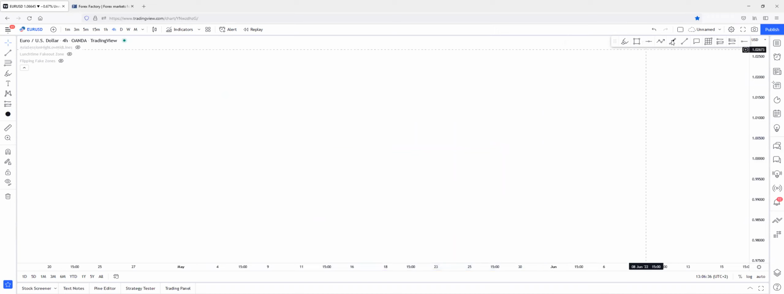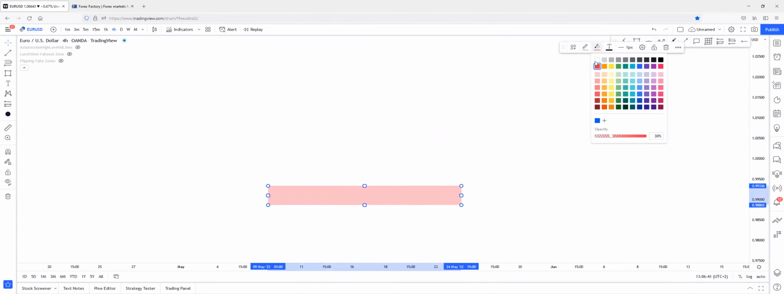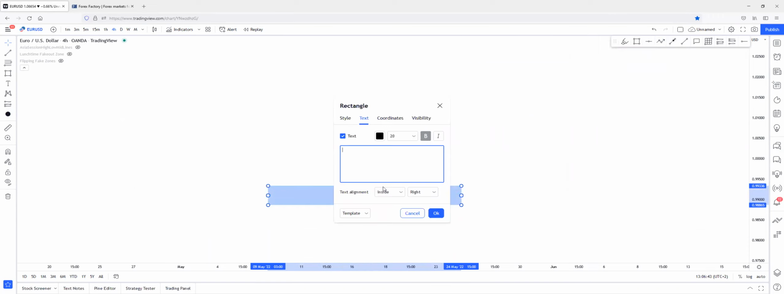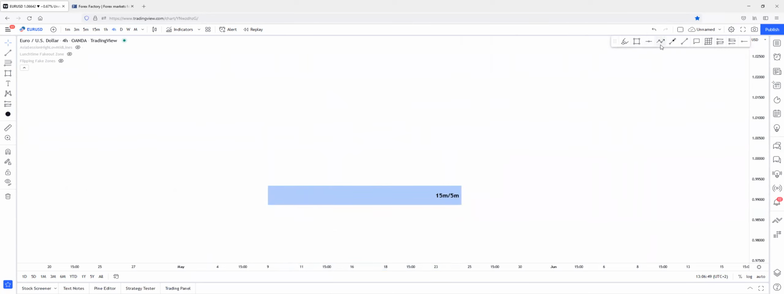Okay, and let's just start with the drawing. Let's see a pattern for a demand reversal. So around here, there's a 15-minute demand zone, or let's just stick with a 15-minute / 5-minute demand zone. That's a 15-minute / 5-minute demand zone. And let's say price is following a bullish pattern.